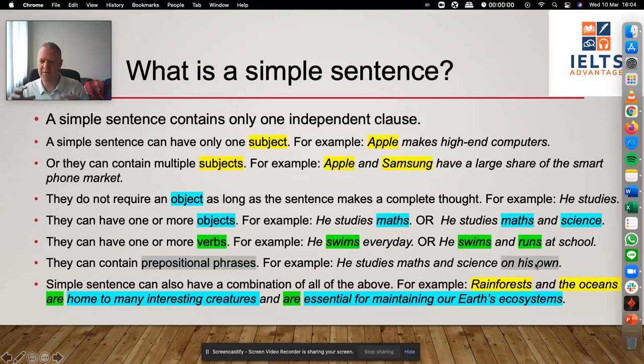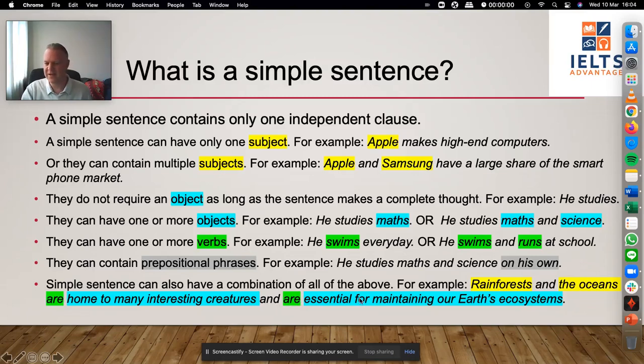So you can see we can make combinations of things. But they're all like one idea. A simple sentence can have a combination of all of the above. So here we've got rainforest and the ocean. So here we've got two subjects. Are, so that's our verb. Home to many interesting creatures. That's an object. And here we've got another verb.